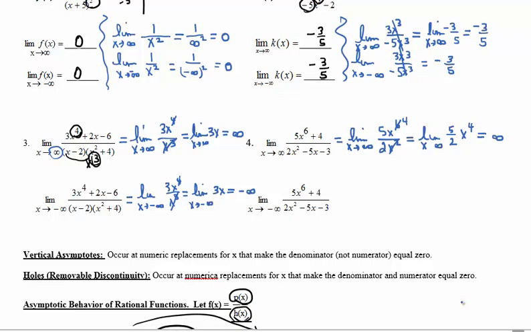So I guess you're seeing that when the degree of the numerator is larger than the degree of the denominator, my answer is either a positive or negative infinity. If my degree is smaller than or equal to the denominator's degree, then it's going to be a number, either 0 or the ratio of coefficients here.